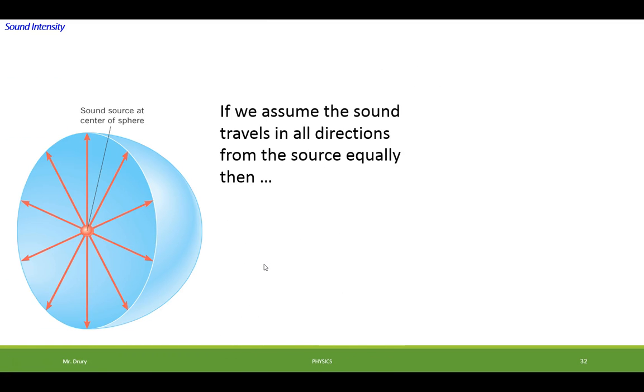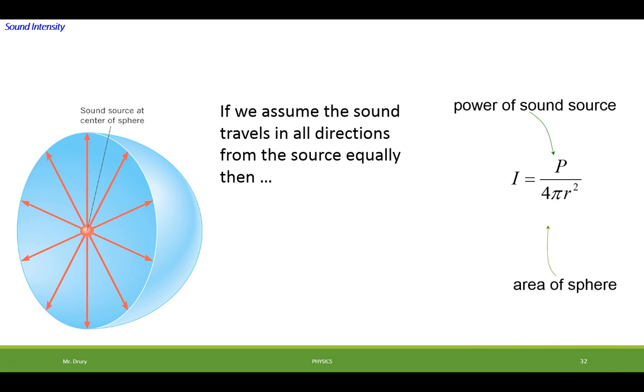Alright, if we assume the sound travels in all directions from the source equally, or it goes out like in a sphere, then we get this equation, where it's still power per unit area, but the bottom is the surface area of a sphere. If you look at this closely, the intensity is proportional to 1 over the distance between the source and the observer squared. So it's an inverse relationship. You might be using this equation as well.